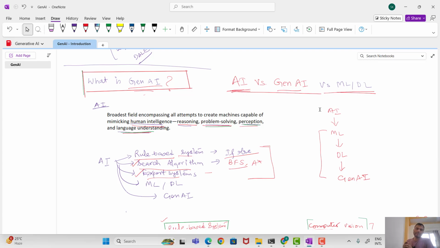Hi, welcome to this Generative AI Full Course tutorial. So today we will try to understand what is Generative AI, and we will make a comparison between AI and Generative AI, and we will also look at machine learning and deep learning to understand Generative AI evolution.